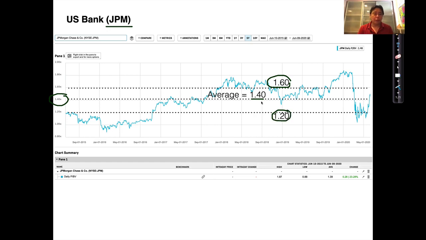All right, so for JPM, it's a bit different. The moment it's below 1.4, I start to accumulate shares. And again, during the COVID crash, it went down to below 1.2. It was good enough reason for me to accumulate a lot of shares of JP Morgan. All right, so that's how you value banks.